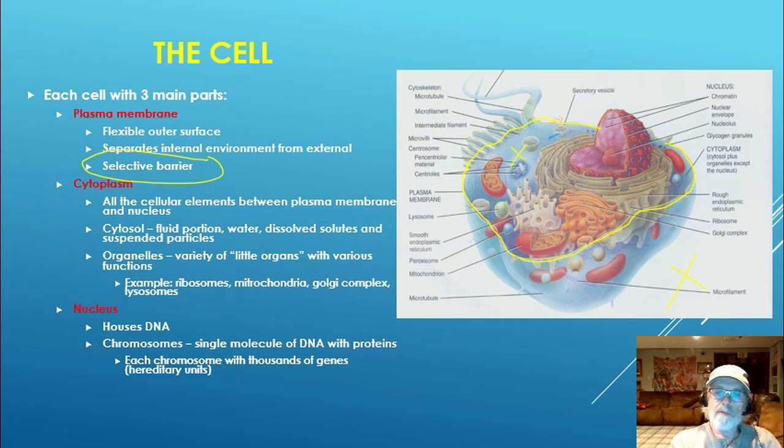Inside that plasma membrane, I have what's called the cytoplasm. And the cytoplasm, or the cytosol, is all this bluish stuff that's all inside. Basically, it's everything between the plasma membrane and this thing in here, which is going to be the nucleus. So it's everything inside there. Now, within that cytosol, that liquid portion that's inside the cell membrane, is a number of suspended particles.